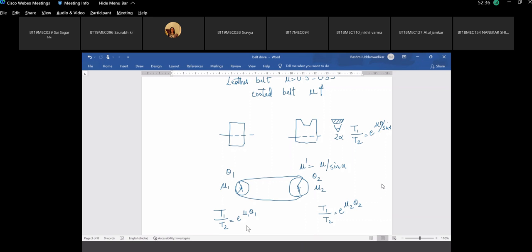Power transmission is based on the smaller of the overlap or the larger one, theta 1 or theta 2? Smaller. Why? If the value of theta is larger, the T1 by T2 is larger, and if K is larger, the value of P would increase. Why do we go with smaller? Your answer is right. We consider the smaller of two, but why?